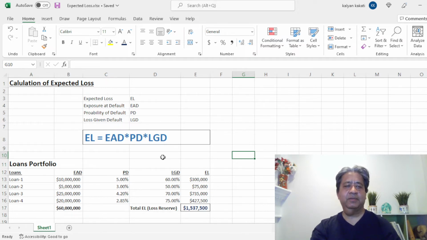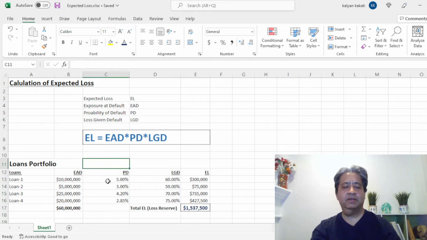I think it will be simpler if you put those numbers in a spreadsheet. Suppose you had a portfolio of a couple of loans. In our case we had 4 loans, with these exposures at default. Loan 1 has $10 million of exposure, loan 2 $5 million, loan 3 $25 million, and loan 4 has $30 million of exposure.